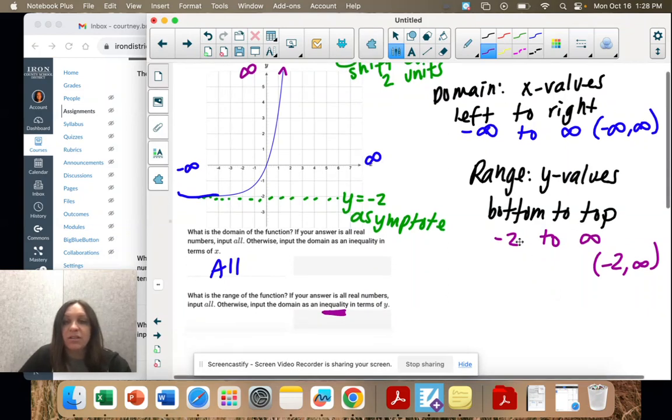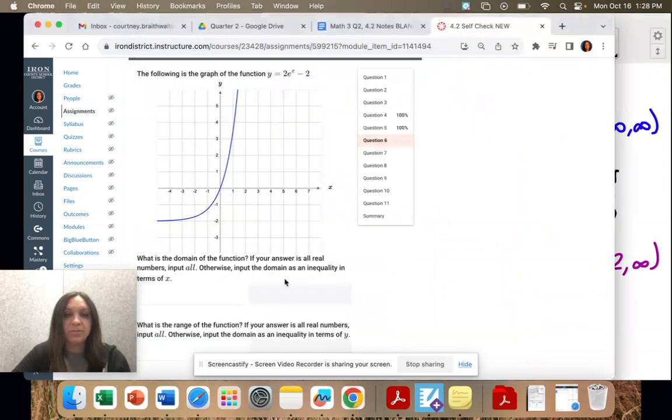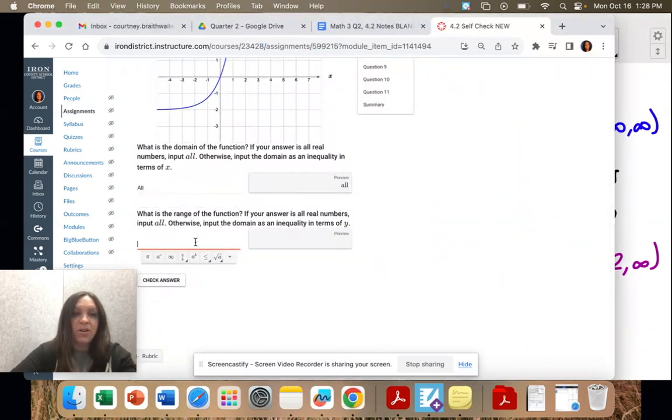So our inequality is all numbers greater than negative 2, and we would write that as y is greater than negative 2. So all the y values are greater than negative 2, not including negative 2, because that's our asymptote. So let's type that in. Domain is all, and then y is greater than negative 2.